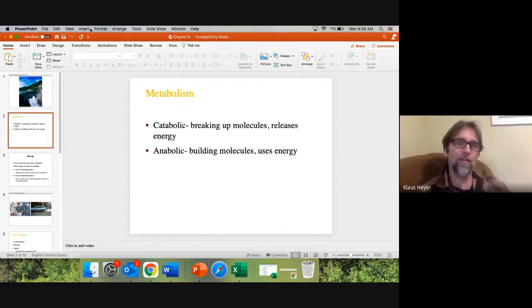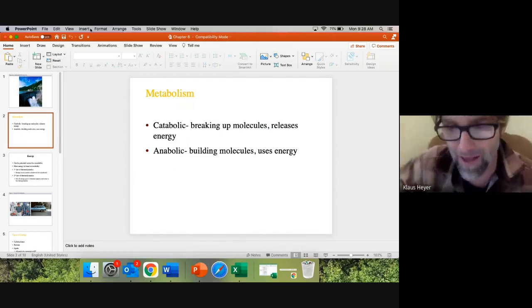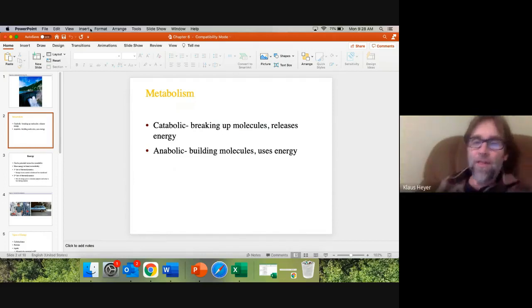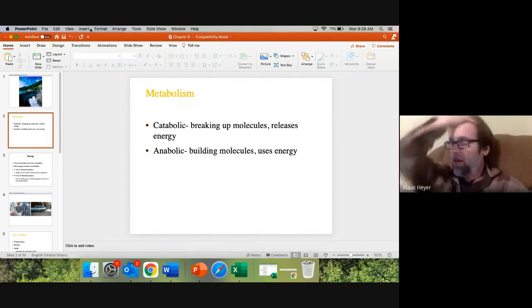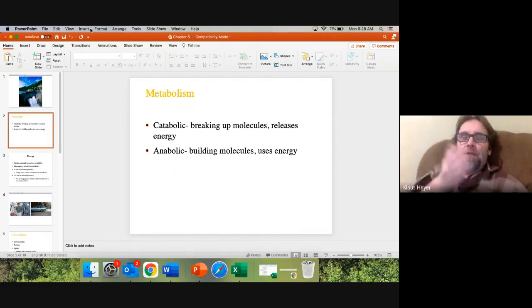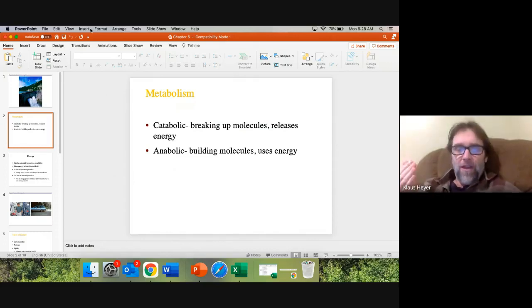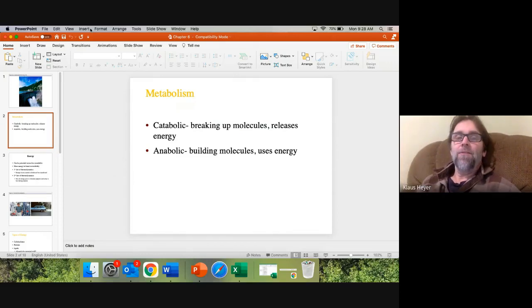Metabolism is the sum of your body's chemical reactions. It's all the chemical reactions that happen in your body. Well, that's kind of a vague statement. Your body's pretty much doing one of two things. It's breaking something down or it's building something. And that's it. Your body builds stuff and it breaks stuff down. That's summed up here: catabolic reactions and anabolic reactions.